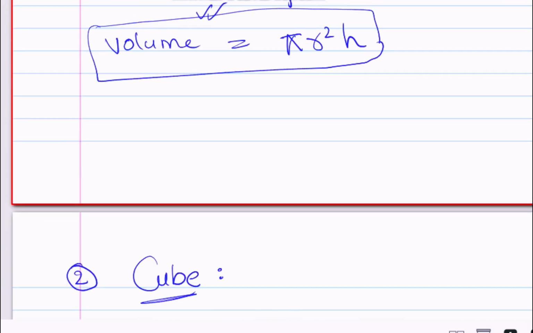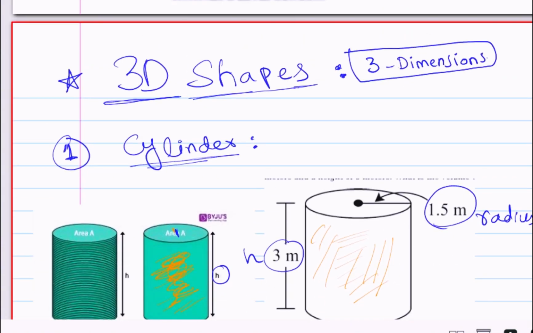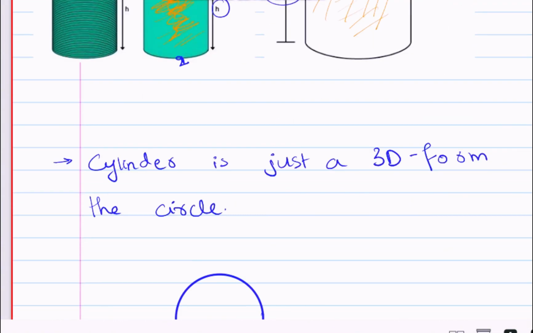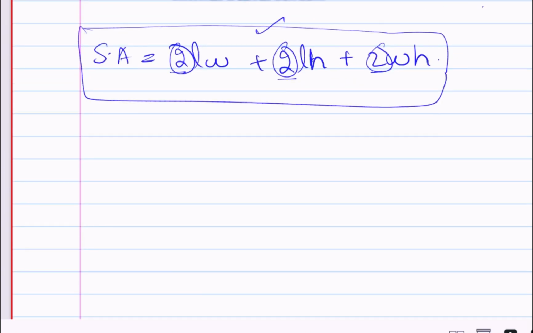So dear students, we have studied 3D shapes. In 3D shapes, we studied the cylinder and the cube. The other things are the pyramid and the sphere. These two are very simple, but we will study them in the next class. Okay, we will discuss this in the next class, and for today, I think it is enough.